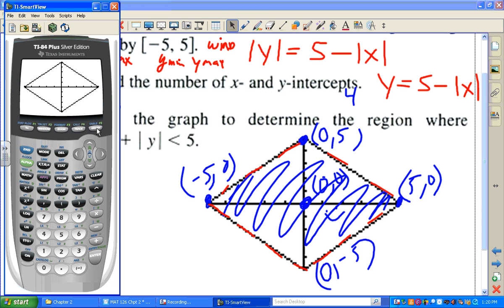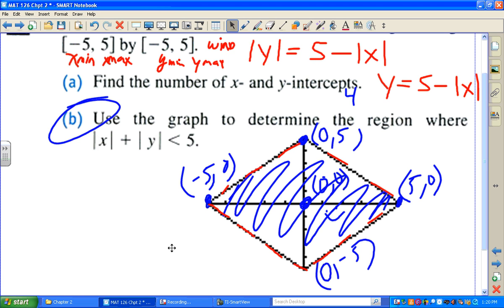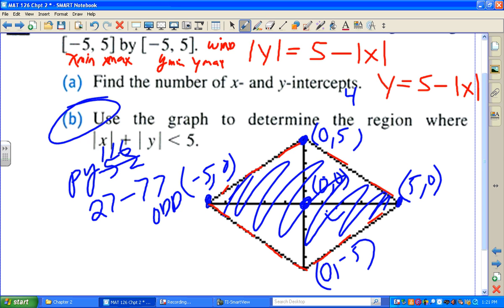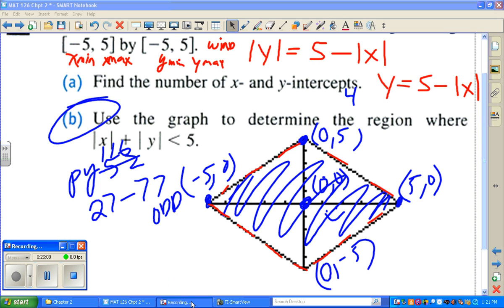Okay? All right. So nice job. What we got? Like 10 minutes left? 5. So what page are we on? 52. And we're doing like 27 through what? Page 116, 27 through what? 77 odd? Yeah, that'll be good. Perfect.